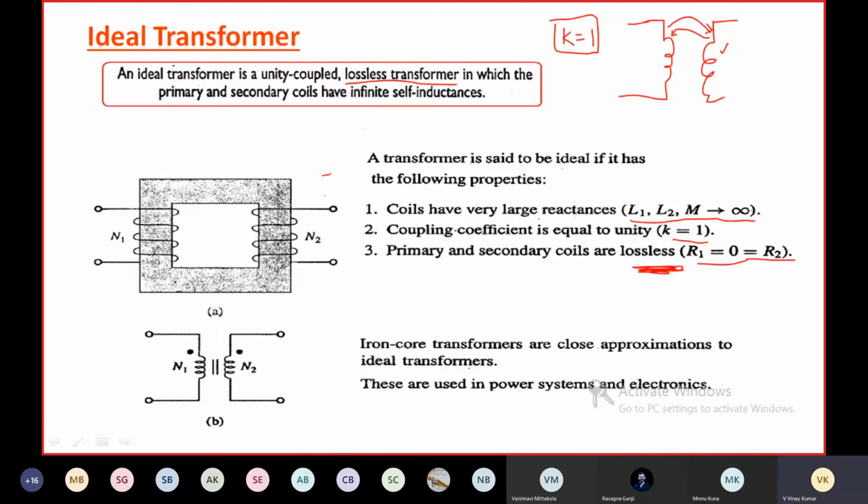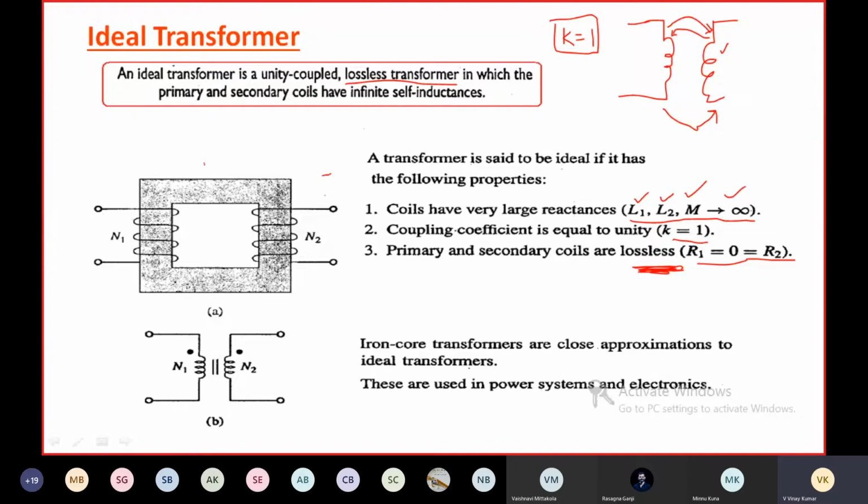Coils have very large reactances, means L1, L2, M are infinite. Iron core transformers are close approximations to the ideal transformer, because K is nearly equal to 1. Almost whatever flux is produced in coil 1, all the flux links coil 2. That's why iron core transformers are close approximations to the ideal transformer.